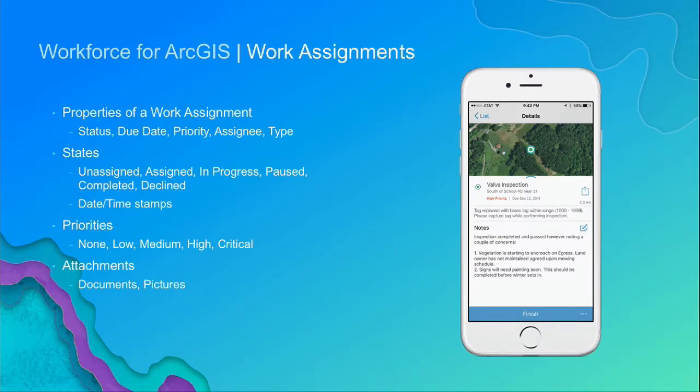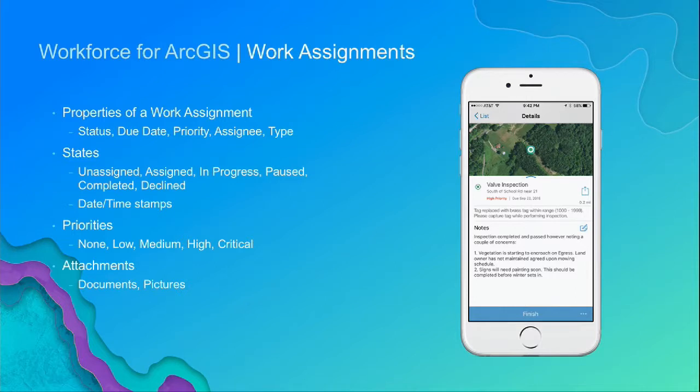If the worker can't actually complete the assignment for some reason, they can't access that location, they can report back that it was declined and provide a reason. Additionally, all assignments have different timestamps. There's a due date, there's when it was assigned, when it was marked as in progress, when it was paused, when it was completed. This way you can track over time how work gets completed and how long it takes.